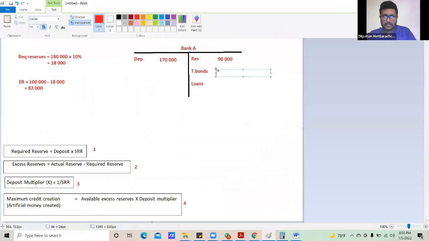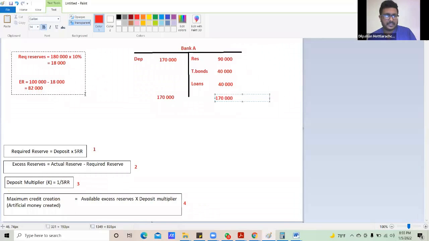And then treasury bonds, will there be a change? No. Loans, not yet. Right. So this is the modified version of the balance sheet. Do we have equality on both sides? Yes. 170,000 on both sides. Done. So this is not the answer. First of all, we have to modify the balance sheet, and then we can do the calculations and get the answer in a simple way.